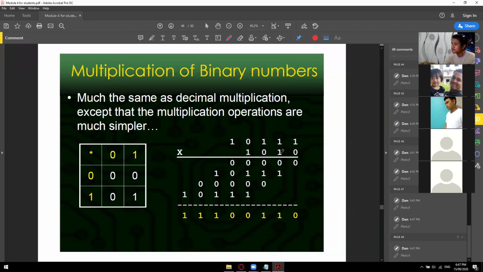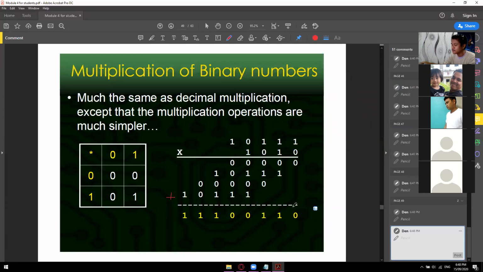1 times, kapag 1 na to actually, parang kokopya nyo lang ito. And then, yung urong nyo lang ng konti. So, kagaya ng sabi ko, parang ito yung normal na math natin. So, 1, 0, 1, 1, 1. Then another 0, so any number that is multiplied to 0 will be 0. Okay, and then another 1, so just simply copy it. And then, add nyo lang lahat.